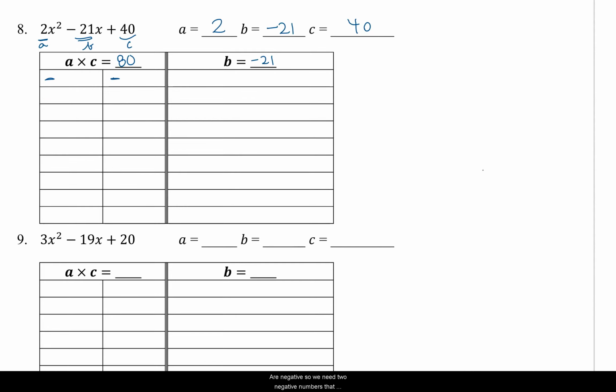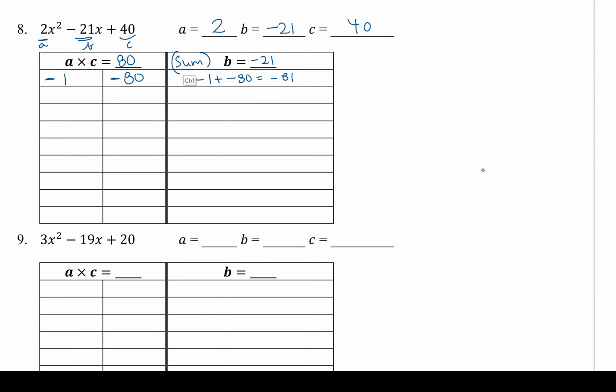So we need two negative numbers that multiply to be 80. 80 is positive. The only way we can multiply to get a positive number with negative numbers is if we have an even number of negatives. And then we need to find those number pairs' sums to see if those sums add up to negative 21. Let's start at the beginning. Negative 1 times negative 80 is positive 80. Negative 1 plus negative 80 is negative 81.